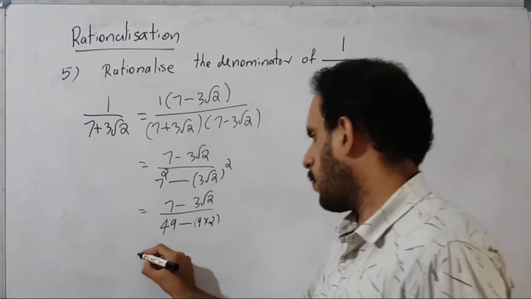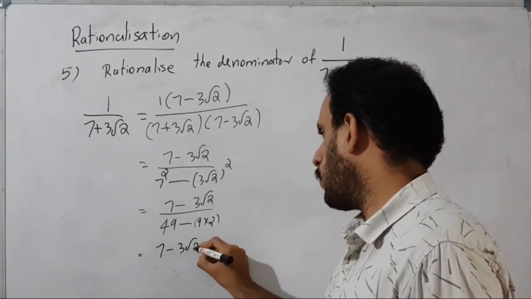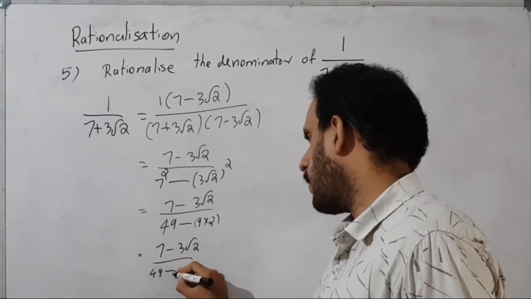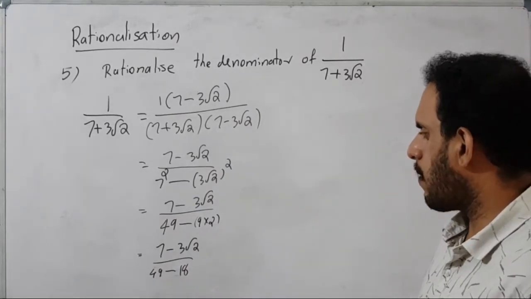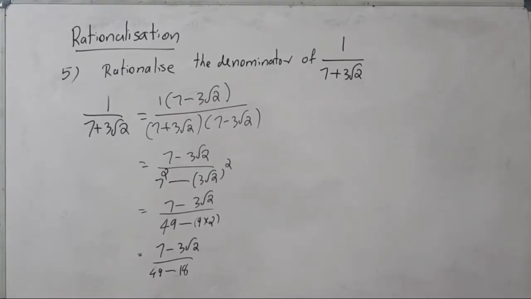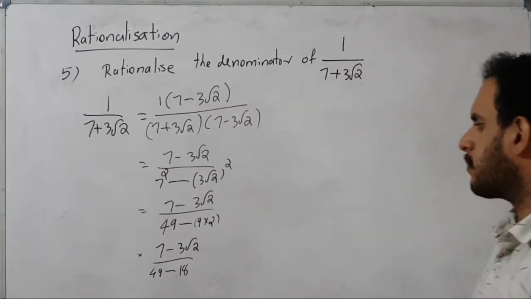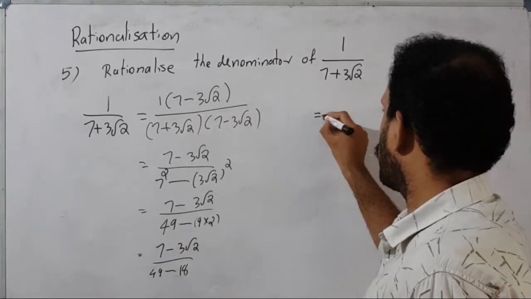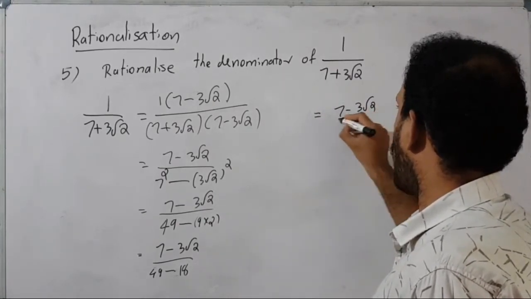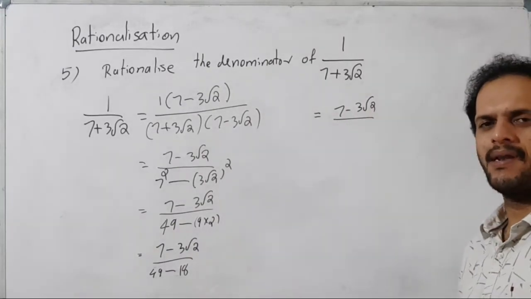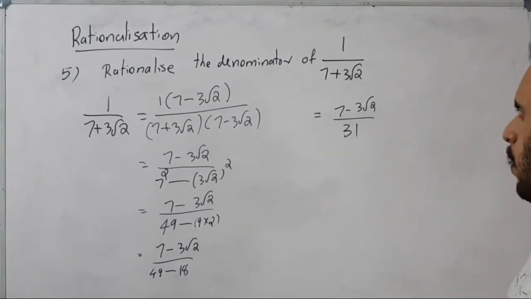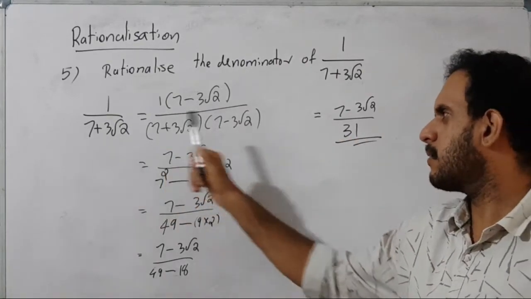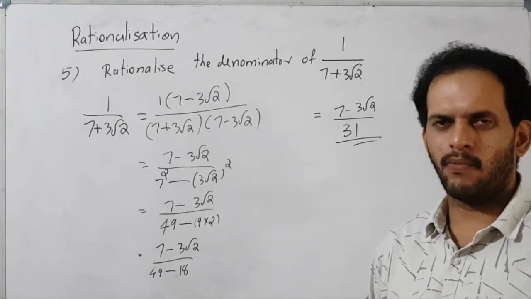Then it is equal to (7 minus 3 root 2) by (49 minus 9 into 2). 9 into 2 is 18. Correct? Now we got (7 minus 3 root 2) by (49 minus 18). Then what is the answer we get? (7 minus 3 root 2) by (49 minus 18). 49 minus 18, what do you get? That one is 31. Correct? So we made the denominator a rational number. The rational number is 31.